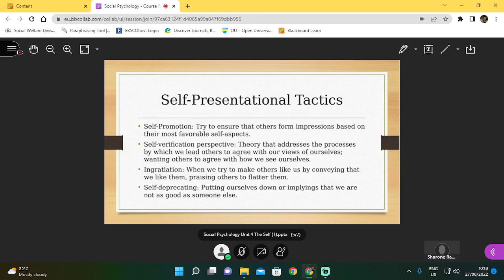Yes, yes, madame. Okay, self-deprecating, what is it? It's like I put myself down. You put yourself down, you uplift other people in order for those people to like you. Good. Ever came across this kind of self-presentational tactics? Yes, yes, many times.